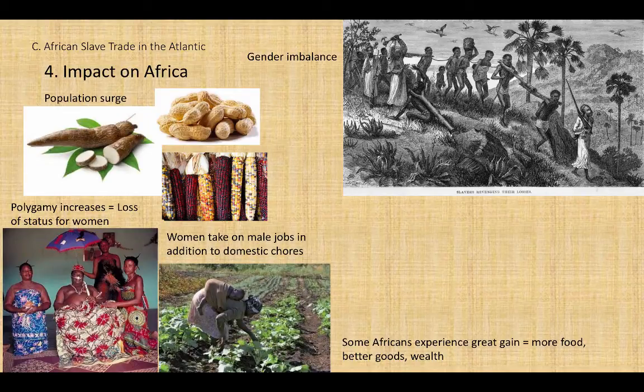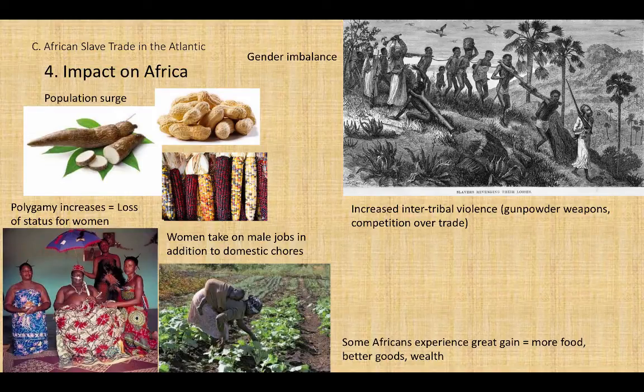In addition to that, women take on more traditional male jobs. In the past, men and women would farm together, but for the most part, it was a man's job, and then the women would raise the children, cook the food, those kinds of things. But now we see women have to go out into the field and help raise food for the family. And so we see in this picture here, a woman is not just doing her domestic chores, but she's also helping take care of the family as well. So work roles change in Africa as a result of the slave trade.